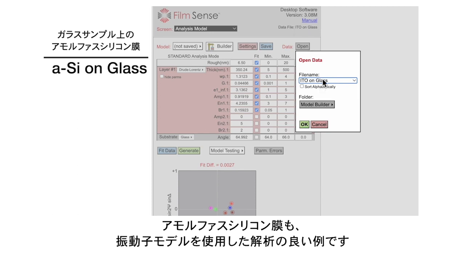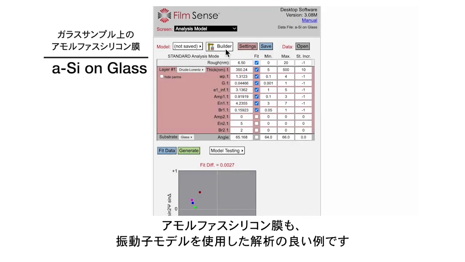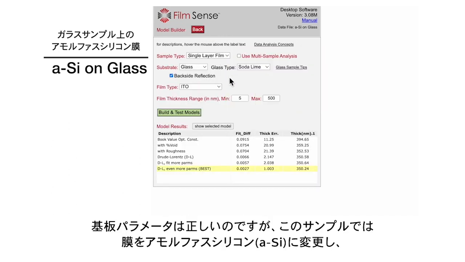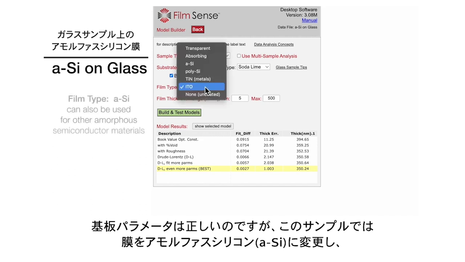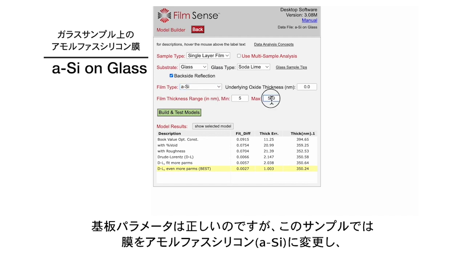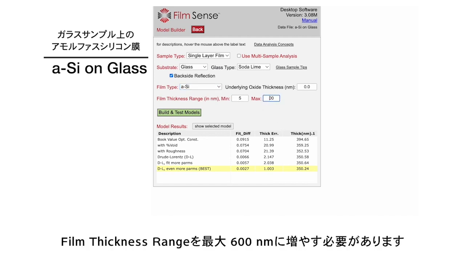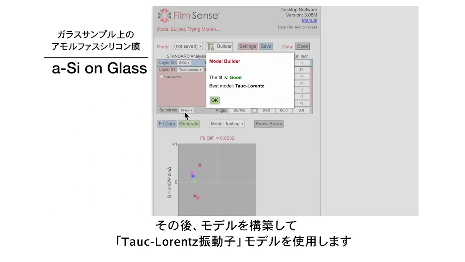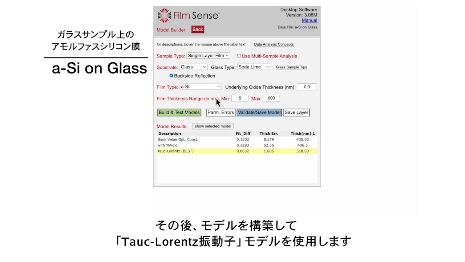Amorphous silicon films provide another good example of using oscillators in the ellipsometric data analysis model. For this sample, the substrate parameters are correct, but I will need to change the film type to amorphous silicon and also increase the film thickness range to 600 nanometers for this sample. Then we'll build and test models, and the best model uses a Tauc-Lorentz oscillator.